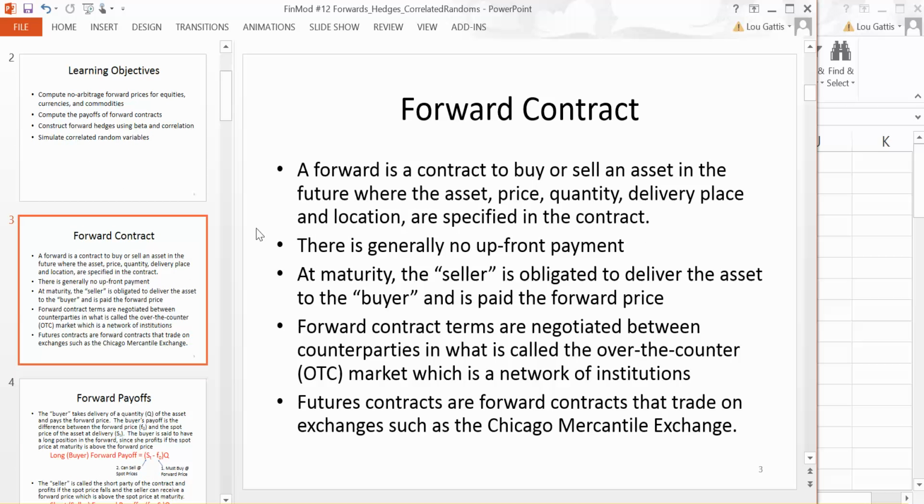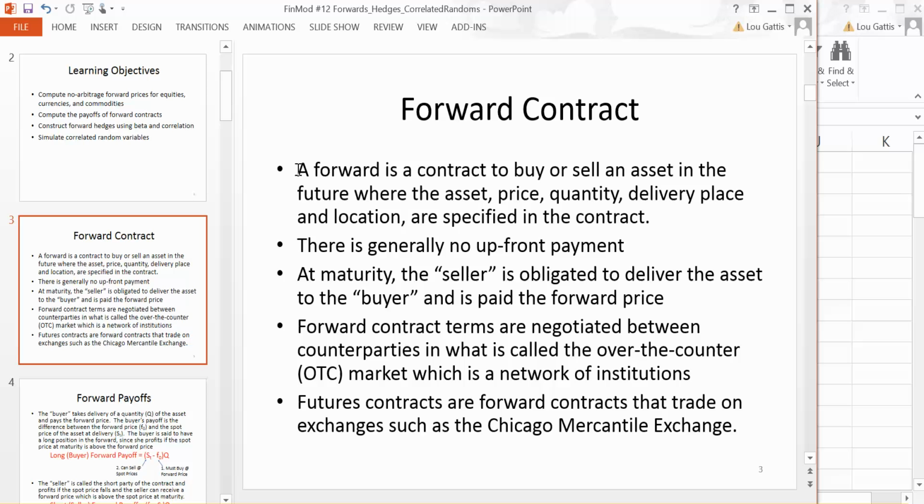Let's start with what a forward contract is. But before we do that, let's talk about a spot or a cash transaction. In a spot or cash transaction, you buy an item and take near immediate delivery. So if you go to, say, a grocery store and buy milk or bread and give them cash or credit, that's called a spot or cash transaction. All it means is you take delivery near immediately.